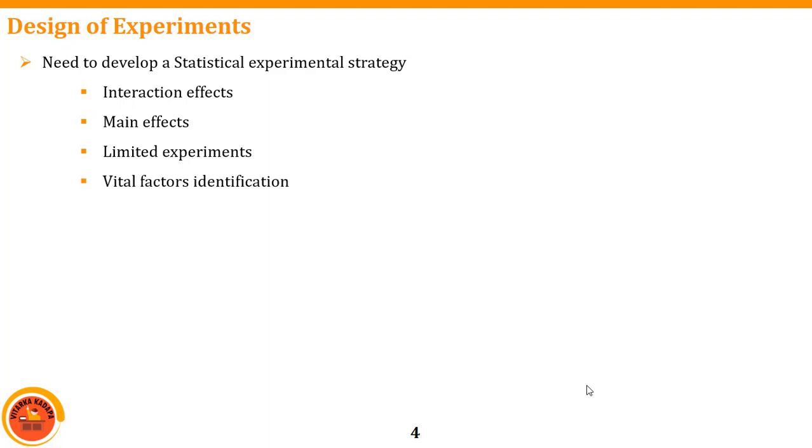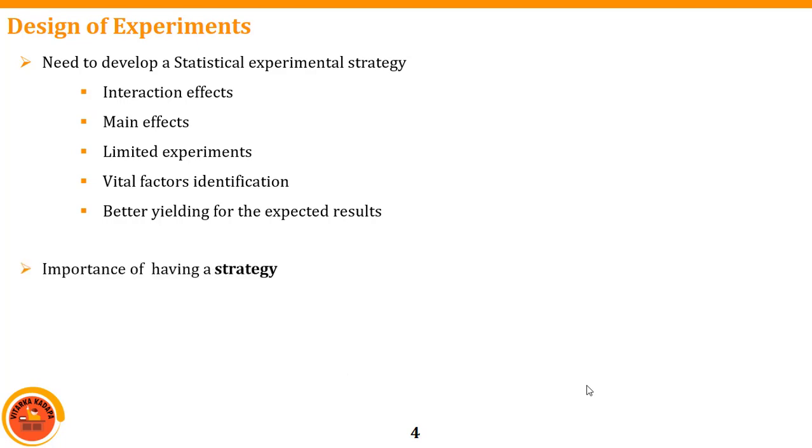Then vital factors identification. Whether the sugar is going to influence, or the stirring capacity, to get a good taste of coffee, or the amount of decoction of the coffee, or the amount of milk which we are using, which is going to influence the good taste of the coffee. These things we need to identify, and better yielding results, that is the taste of that particular drink, whether it may be coffee or tea. So, seeing these experimental strategies, whether it is interaction, main effects, limited experiments, vital factors, and yielding expected results, we need to have some kind of importance in the strategy.